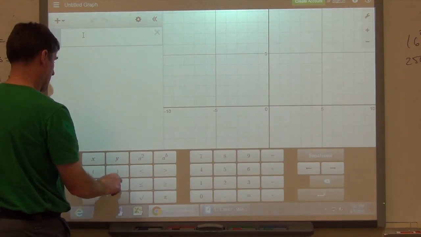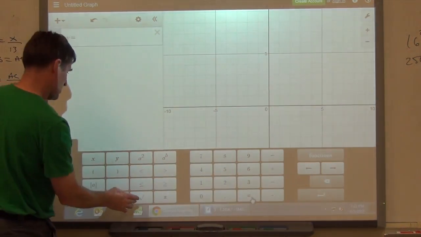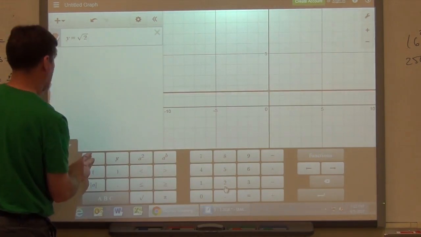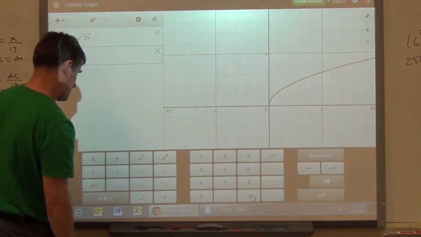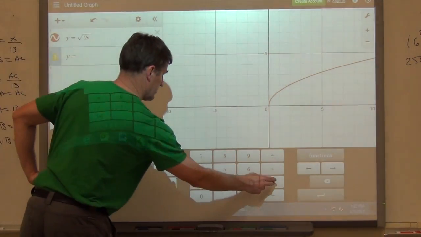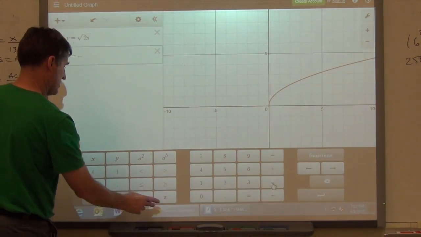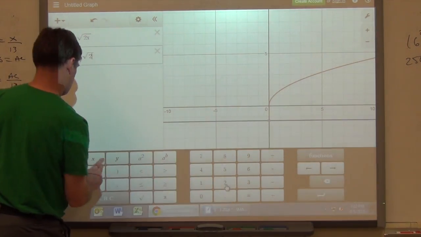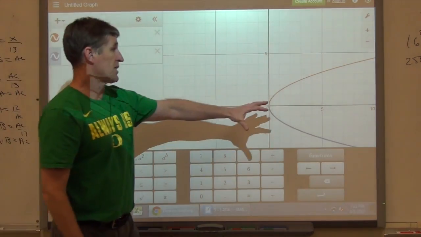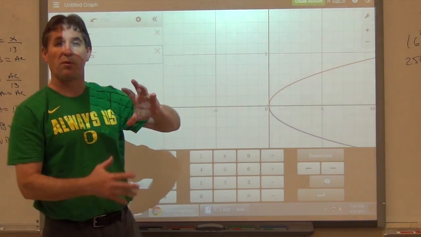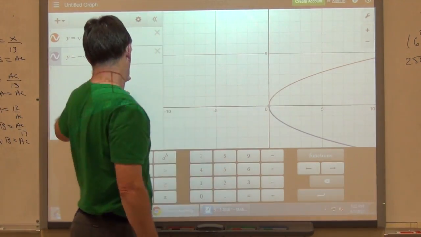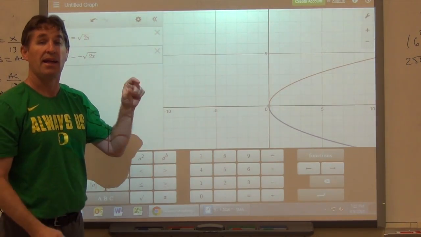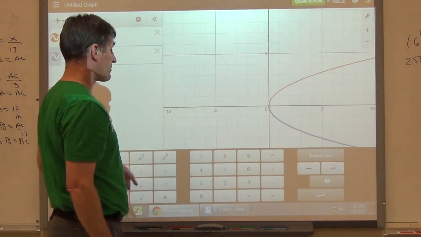So I'd have to do this. I'd have to type in y equals the square root of 2x, and then I'd have to type in another one, y equals a negative square root of 2x. And what I get is, when it's the y squared, remember we worked with quadratics where we had the x squared, our parabolas opened up or down? Well, when it's y squared instead, then it opens left or right.